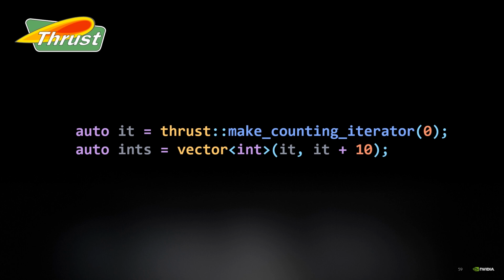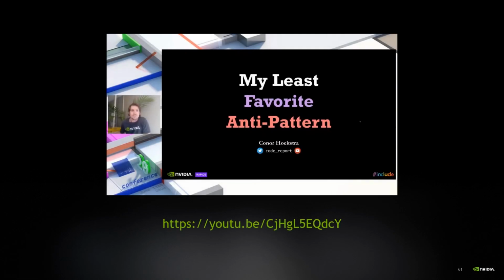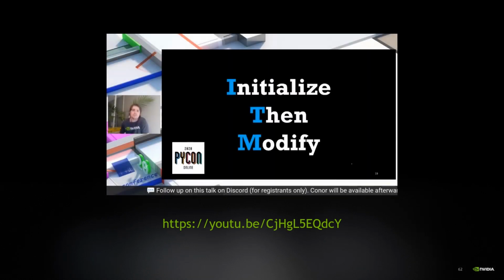And something that's awesome about this code, unlike the previous code, is that you can now use const on your vector if you don't need to modify it later in the code. So this is an anti-pattern that I gave a whole talk about called my least favorite anti-pattern that you can see at the link below. In this talk, basically the anti-pattern that I talk about is ITM, initialize then modify. So whenever you're initializing some container or some variable and then immediately modifying that variable or container, I consider this an anti-pattern. Sometimes you can't avoid it, but a lot of times you can avoid it.